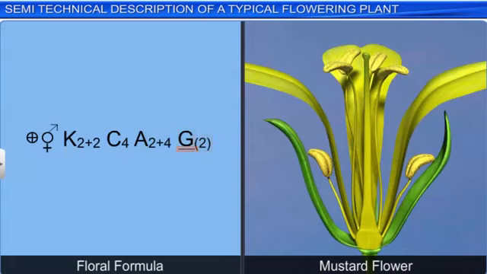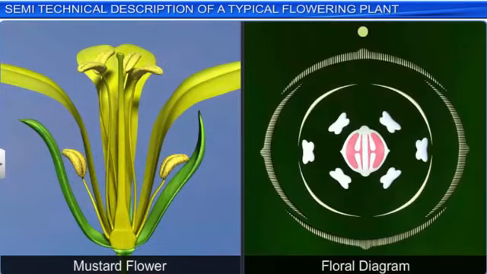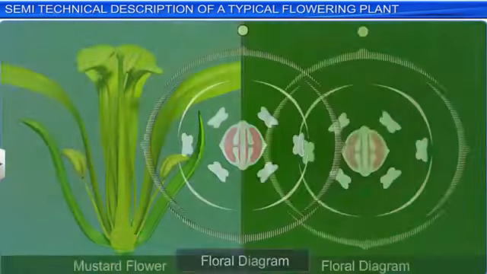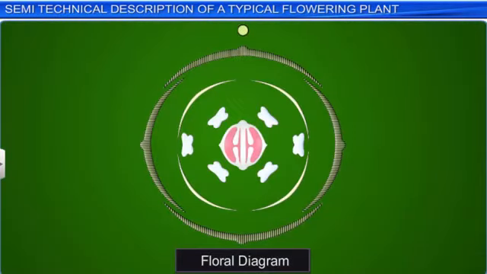The floral formula of a flower is usually accompanied by its floral diagram. The floral diagram is a graphical representation of the cross-section of a flower and provides information about the different parts of a flower, their arrangement, and the relationships between these parts. The outermost whorl in the floral diagram is the calyx, followed by the corolla, androecium, and gynoecium.